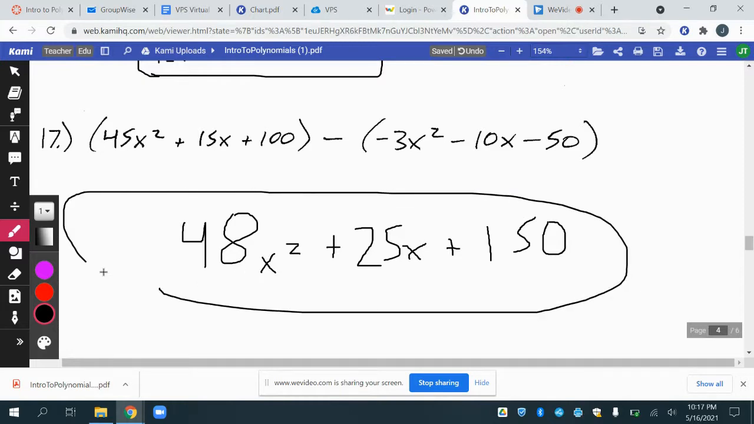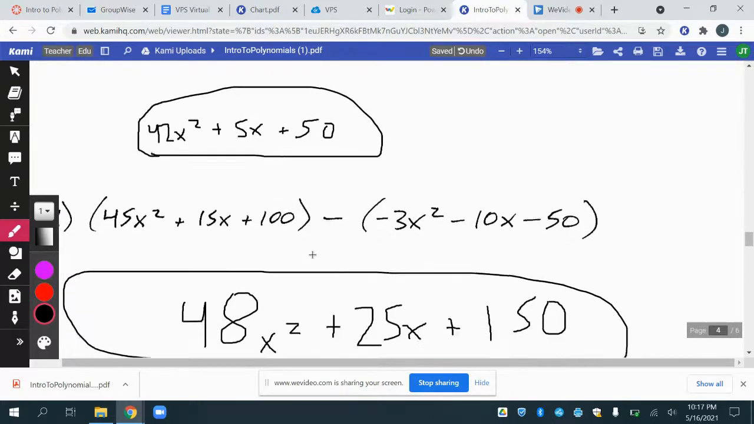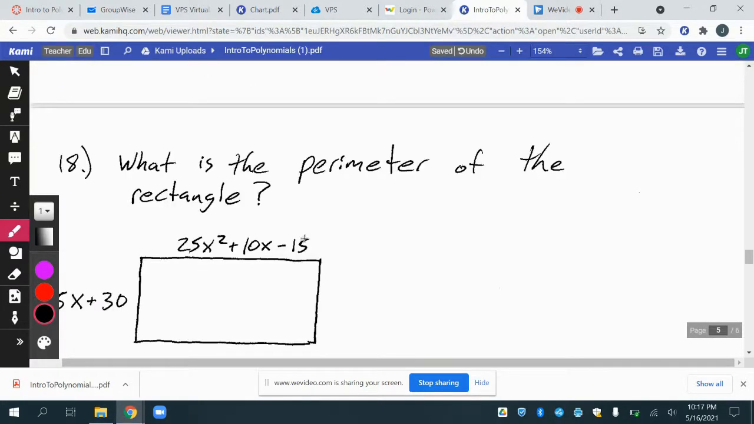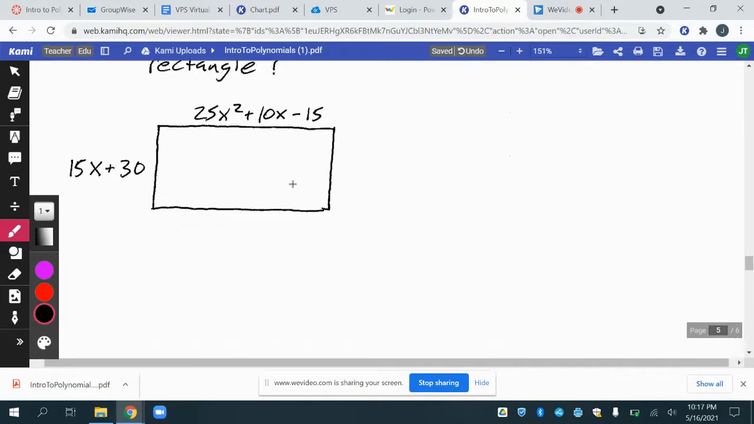And there you go. That's the answer. So notice sometimes they subtract, sometimes they add. Okay, now this one. What's the perimeter of the rectangle? This is one we're going to talk about in class.